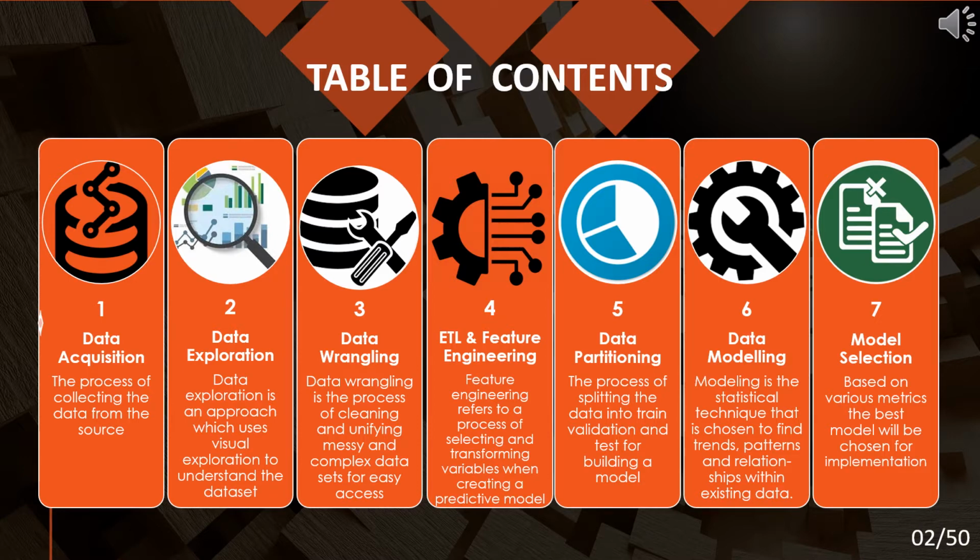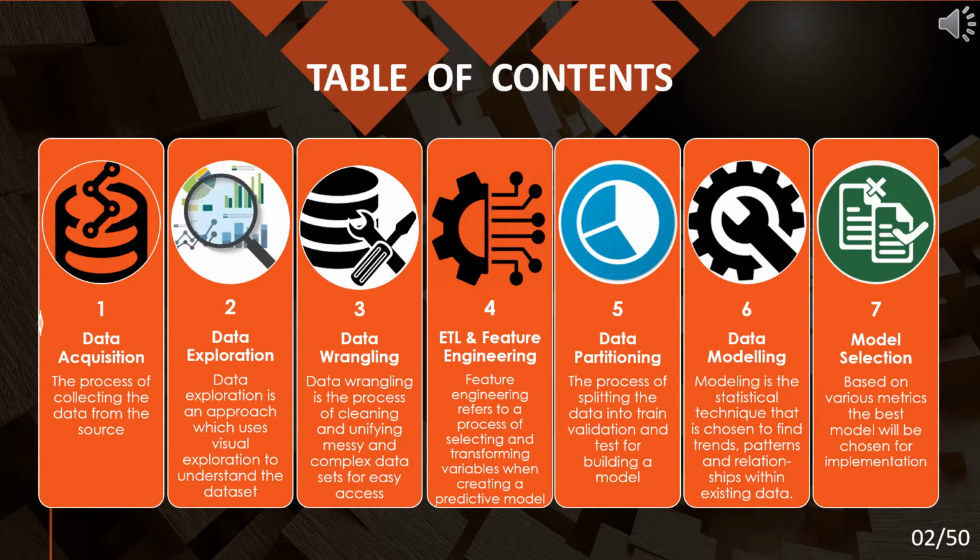Chapter 4. ETL and Feature Engineering. Feature engineering refers to a process of selecting and transforming variables when creating a predictive model. Chapter 5. Data Partitioning. The process of splitting data into train, validation, and test for building a model.